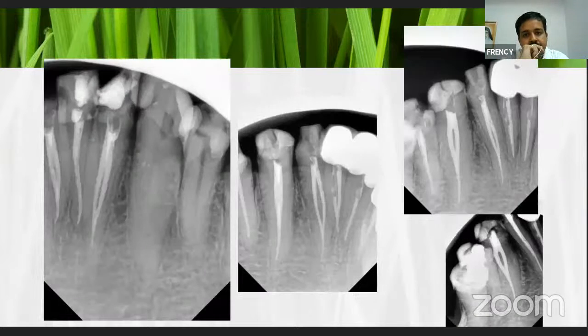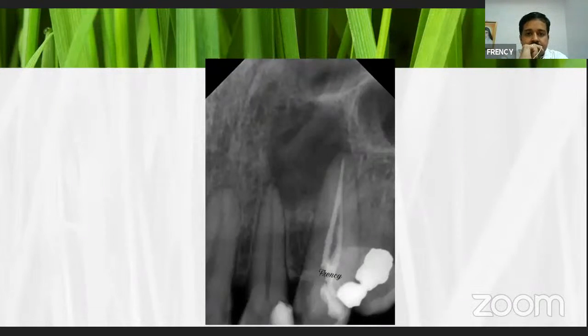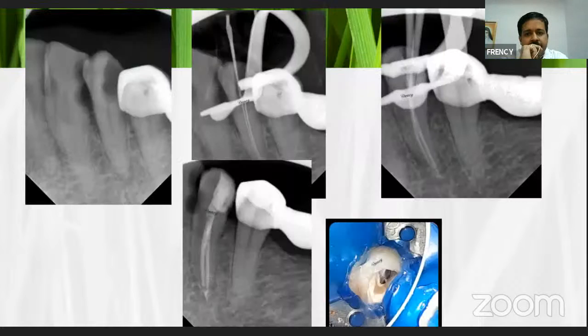Here also you can see multiple, most of the lower anteriors are having two canals. Then this is a maxillary canine with two canals with a lesion. Then mandibular premolars are notorious for lingual canals. You can see the lingual canal. Always give a pre-curve to your K file, and search for any lingual catch.